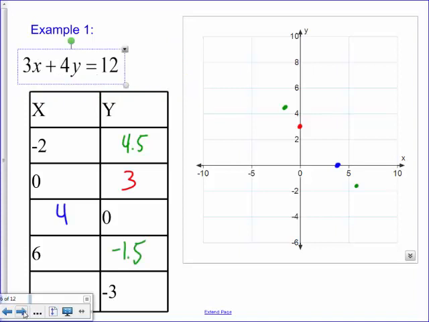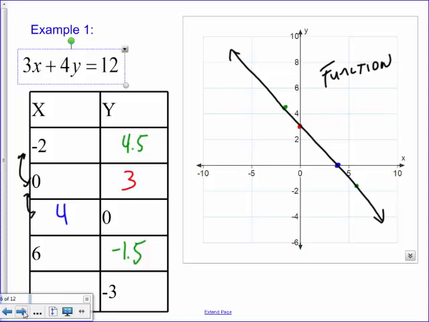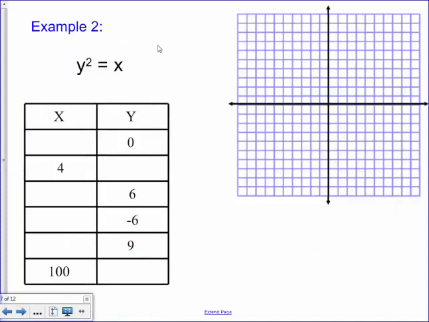What do you think? Is this going to be a function or not a function? Yeah, this would be a function. And should I draw my line through these points? Yeah, because I have to consider all the points in between -2 and 0, and 0 and 4, and 4 and 6. So I would draw my line in just like that. And yes, this would be a function because for each input, there's exactly one output. Very nice. How about looking at this one?